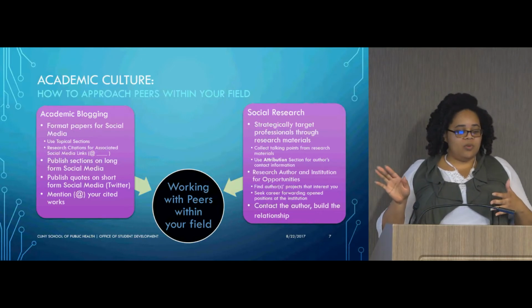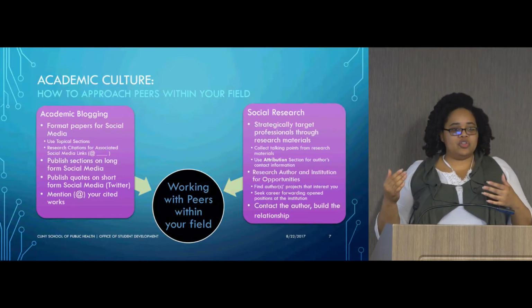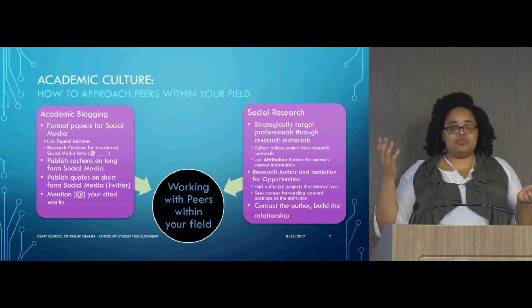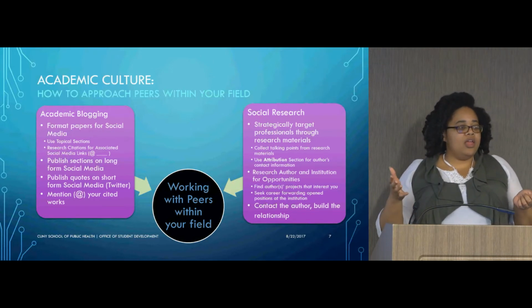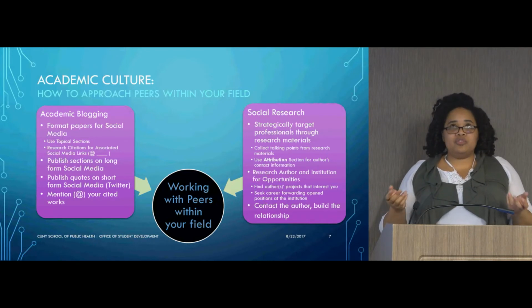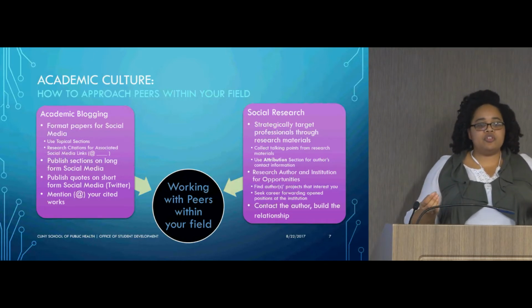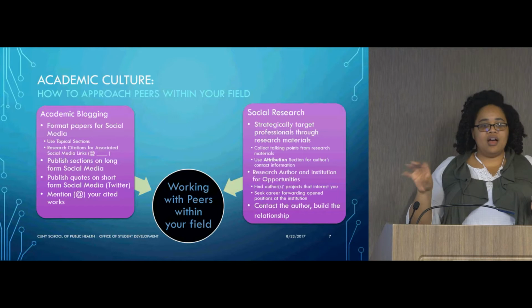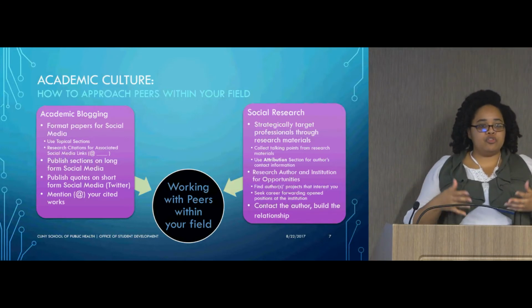And then this slide is going into a little bit more detail about exactly how to interact with people within your field. In general, there are two approaches. There is academic blogging, and then there's social research. So social research is actually how you find people within your field. When your professors give you an assignment and you have to do research on that assignment, sometimes they might give you something that you're interested in, like finding your interest within your field. When you start doing research on things within your field, go to the attributions and start to get in contact with the people in the attributions, because those are the people who wrote it.